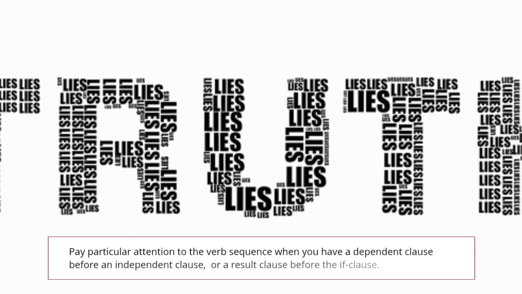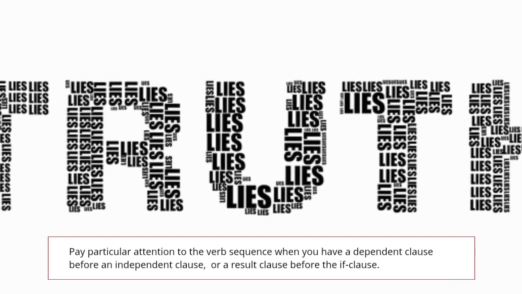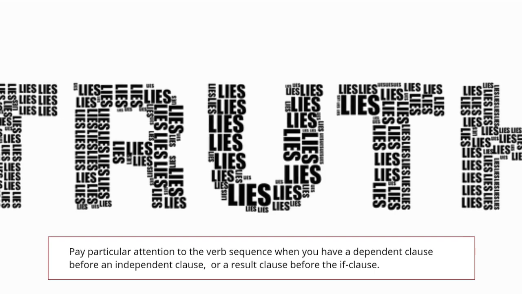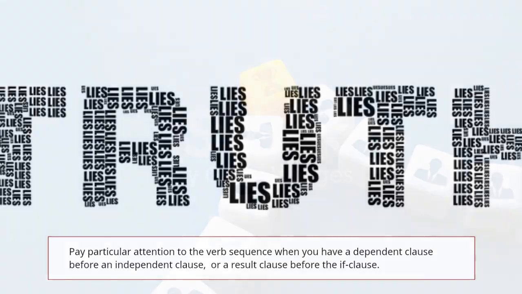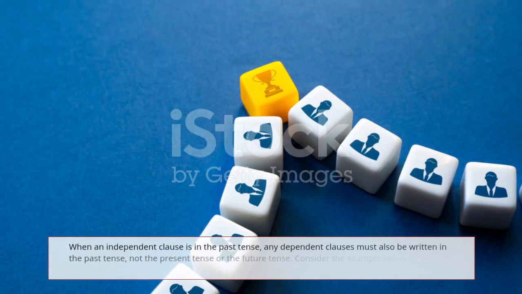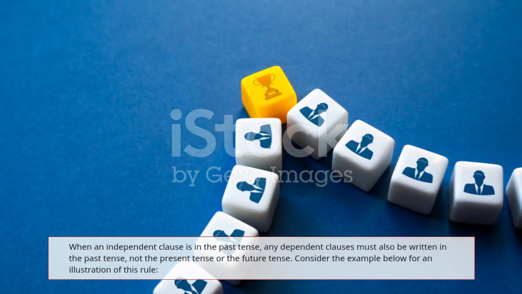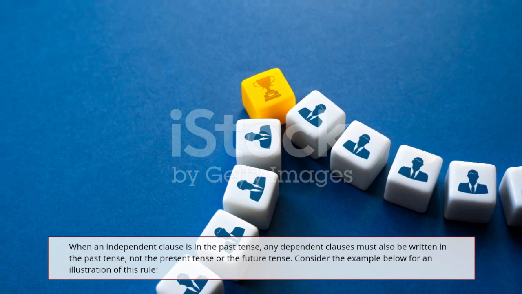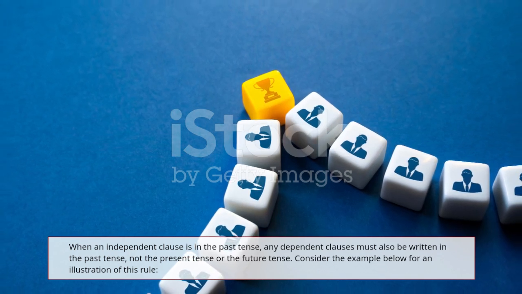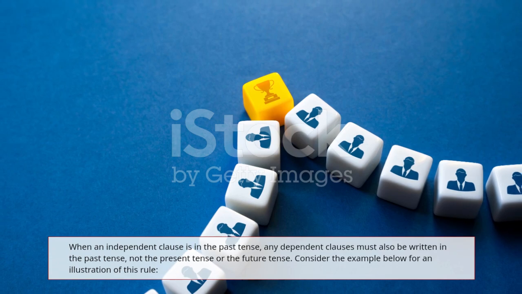Pay particular attention to the verb sequence when you have a dependent clause before an independent clause, or a result clause before the if clause. When an independent clause is in the past tense, any dependent clauses must also be written in the past tense, not the present tense or the future tense. Consider the example below for an illustration of this rule.